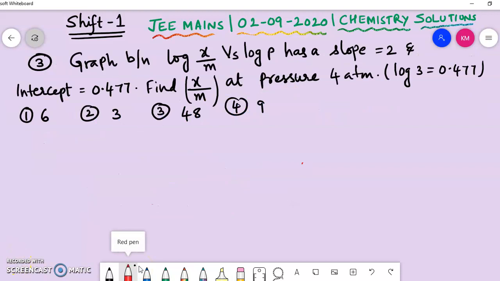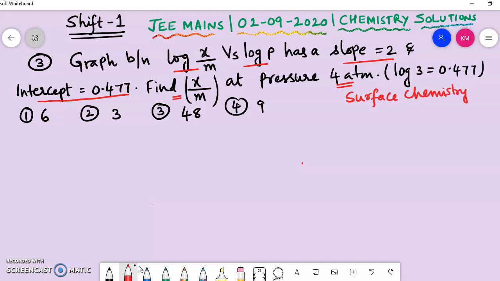Here is the next question, guys. Graph between log x by m versus log p has a slope is equal to 2, intercept is equal to 0.477. You have to find out the x by m at pressure 4 atm. Logarithm value is given. This question is from surface chemistry, that is Freundlich adsorption isotherm based question, guys.